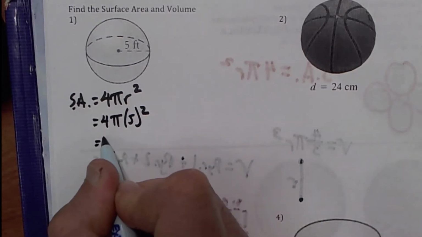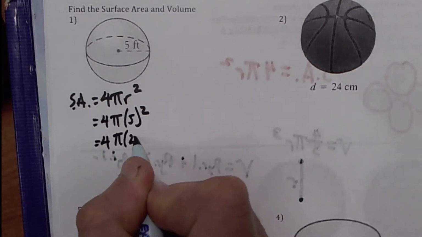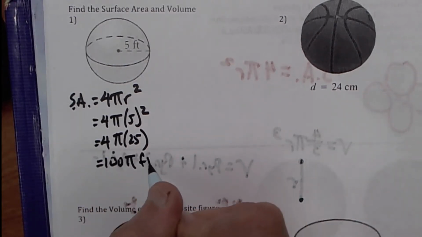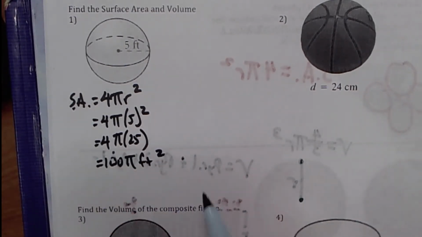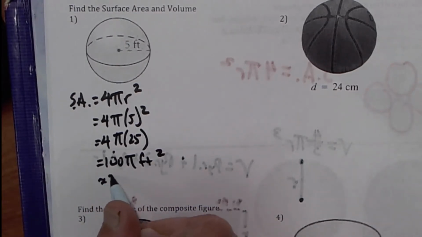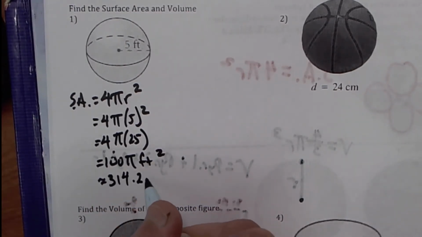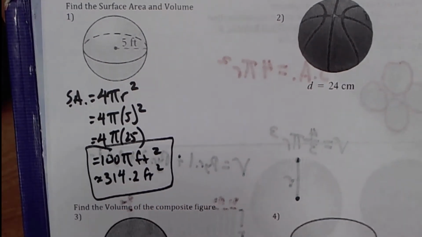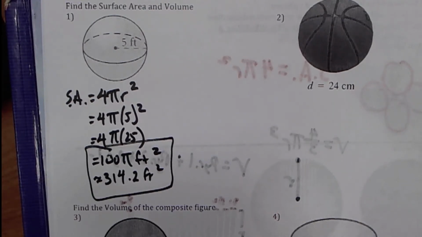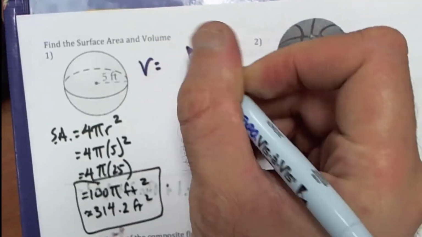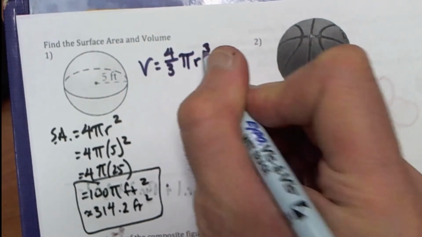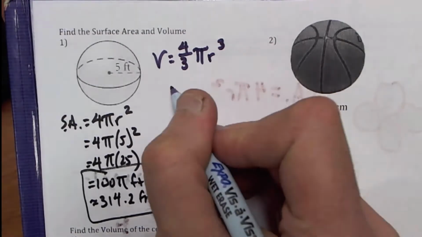5 squared is 25. 4 times 25, we get 100 pi feet. And then the surface area, again, is two-dimensional, so feet squared, which is 314.2 feet squared, approximately. Okay, so surface area, again, is 4 pi r squared. Volume, again, is three-dimensional with that strange formula. We just went over where that comes from. 4 over 3 pi r cubed.